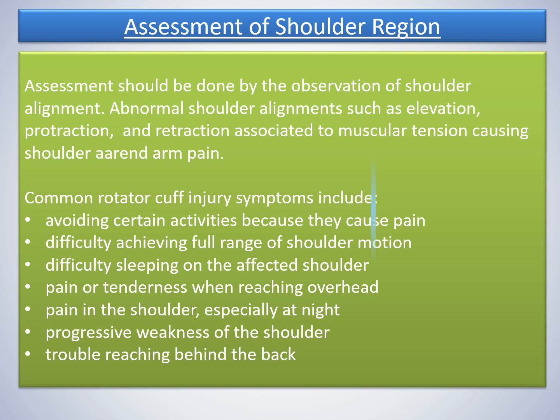A lot of times people complain that sleeping on the affected shoulder is very uncomfortable, and they have tenderness and pain when lifting the arm upward toward the head. Pain in the shoulder can also be worse at night, depending on the situation. And then you have a progressive weakness of the shoulder and trouble reaching behind the back, causing pain when you try to reach toward the shoulder blade or the middle of your back.